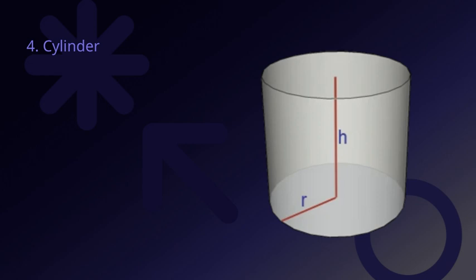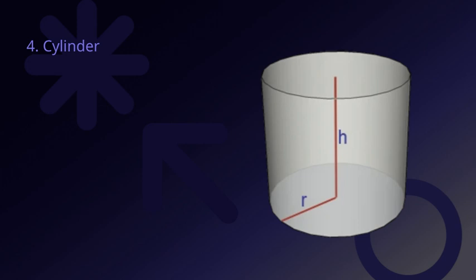The cylinder is a fundamental shape in geometry, characterized by its circular bases that are parallel and equal in size. One of the key points to remember is that the height of the cylinder is the distance between these 2 bases. It's interesting because cylinders are everywhere around us, from the cans we use daily to the pipes that carry water.